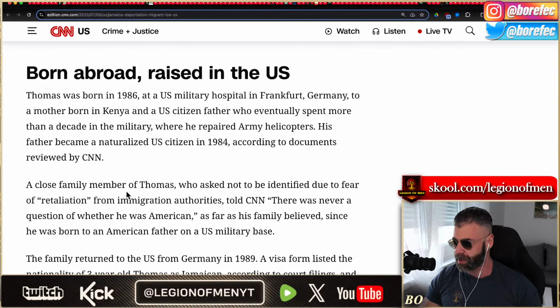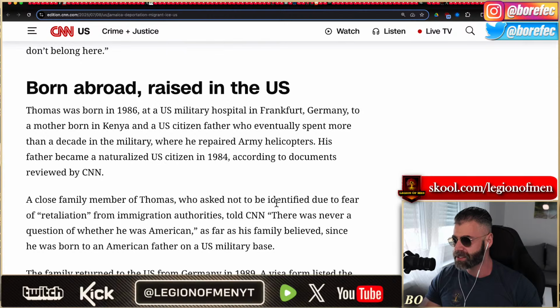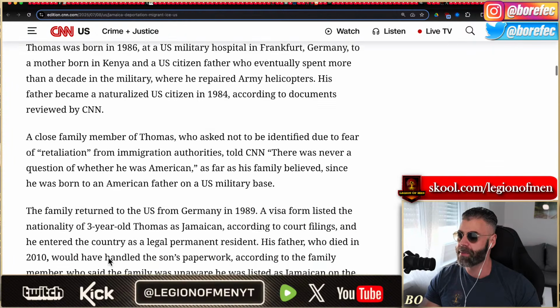And then it says a close family member of Thomas, who asked not to be identified due to fear of retaliation from immigration authorities. Are you a criminal? Did you criminally trespass somewhere too? "There was never a question of whether he was American, as far as his family believed, since he was born to an American father on a U.S. military base." That sounds weird. Where's your birth certificate? How did this possibly happen?